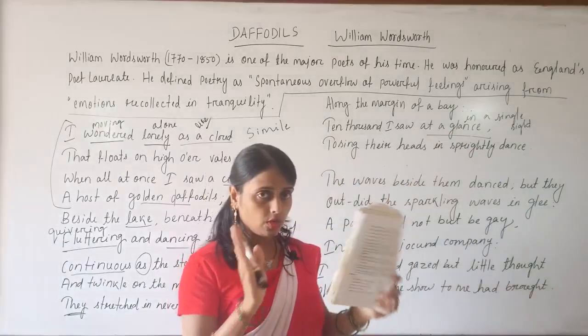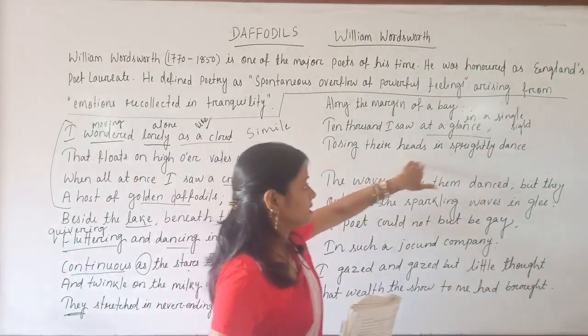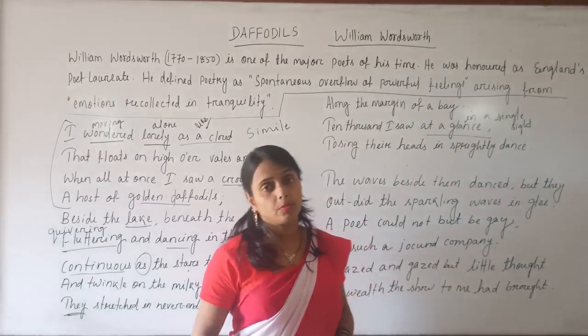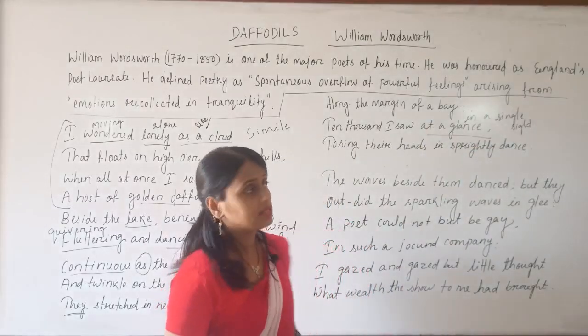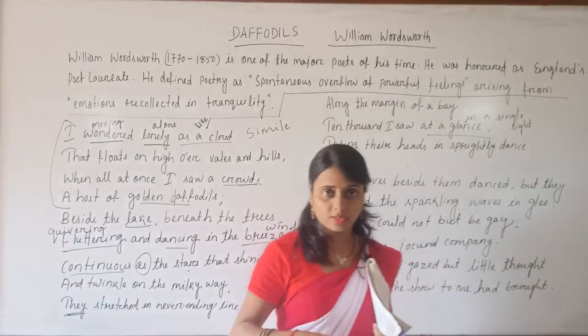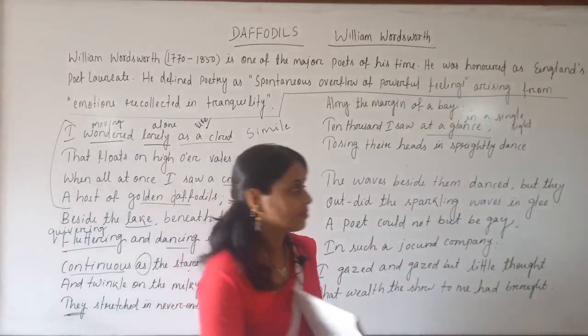10,000 I saw at a glance means in a single sight he must have seen 10,000 flowers. Tossing, as I told, touching their heads in sprightly dance. And what were the daffodils doing? Here the poet is speaking that the daffodils were dancing, and how were they dancing? They are dancing sprightly, not the cold drinks. Okay?